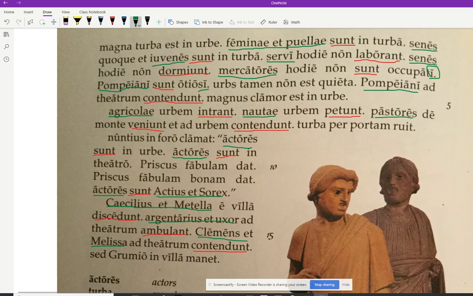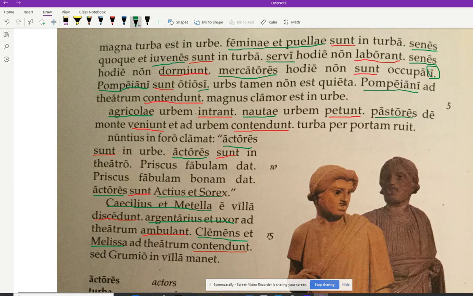Pompeiani ad theatrum contendunt. So the Pompeians contendunt, hurry, ad theatrum, to the theater. Again, it's typical word order. The subject first, Pompeiani, a plural noun. Pompeianus goes to Pompeiani, so Pompeians, verb last, contendunt, hurry, and then everything else in between. Ad theatrum, to the theater. Magnus clamor est in urbe, a great uproar, clamor, is in the city.